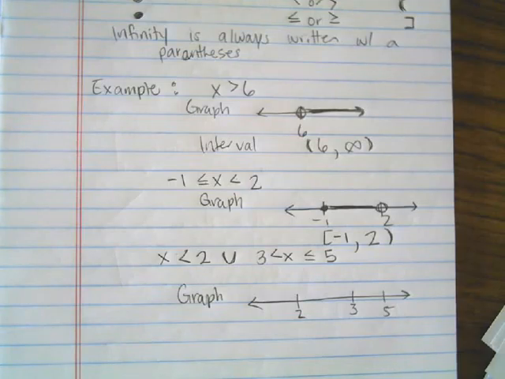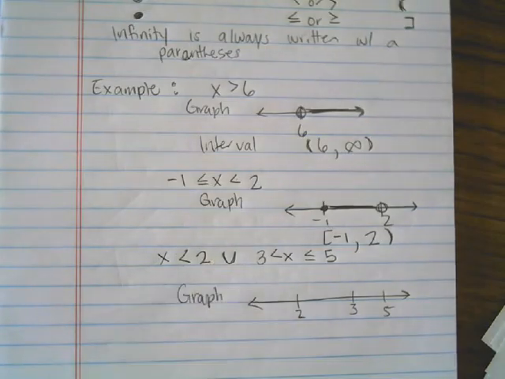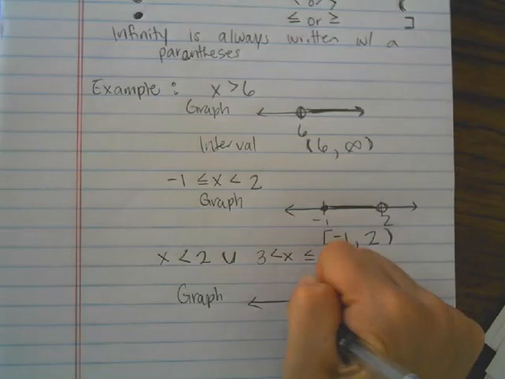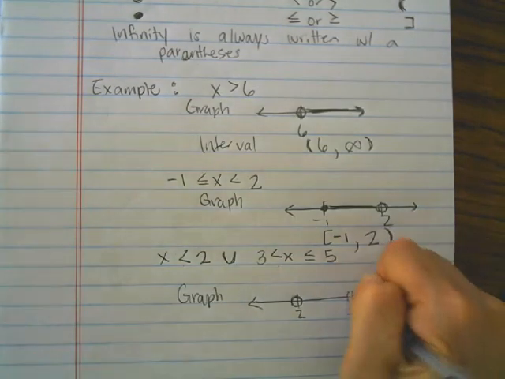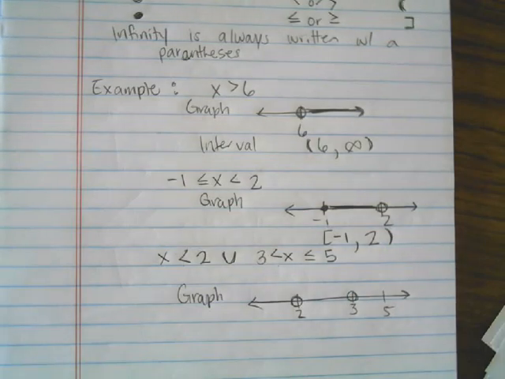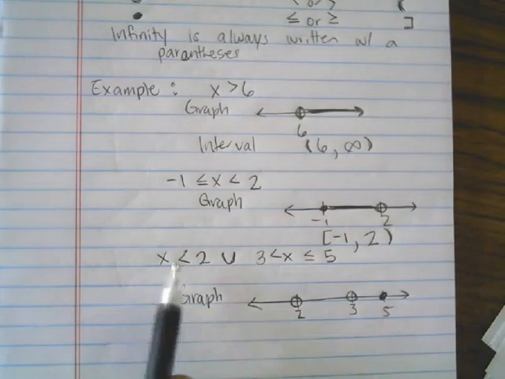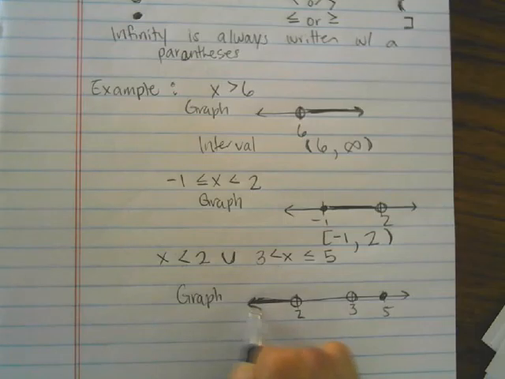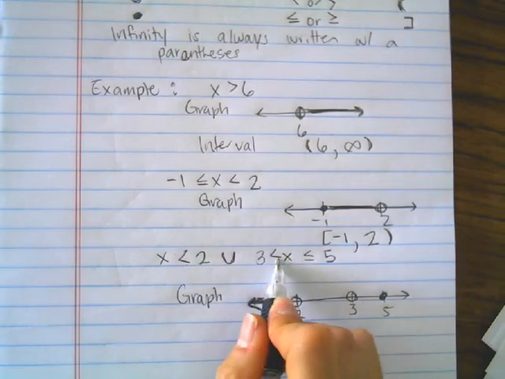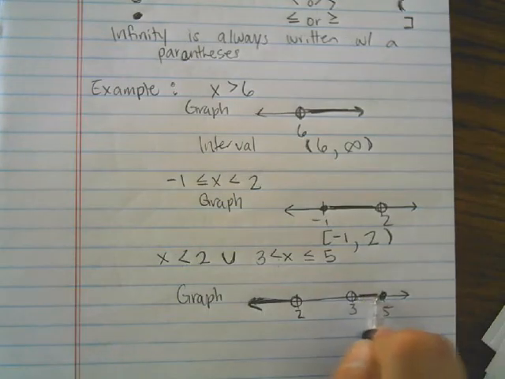On 2, what kind of circle are we going to have? Open or closed? Since it's this sign, open or closed? Open, excellent. On 3, is it going to be open or closed? Open. And on 5, is it going to be open or closed? Closed. Now we're going to fill in the appropriate spots. So x is less than 2, so we shade in everything that's below 2. And x is greater than 3 and less than or equal to 5, so that's in between 3 and 5.